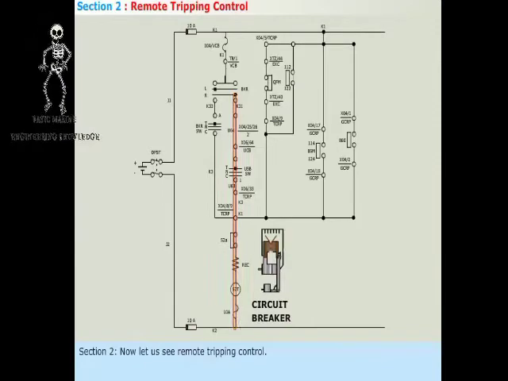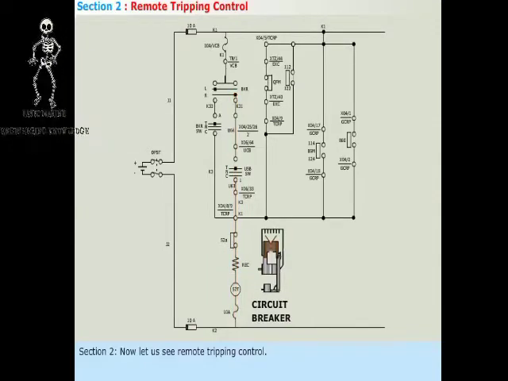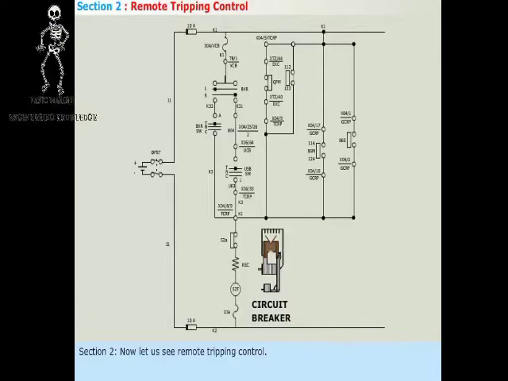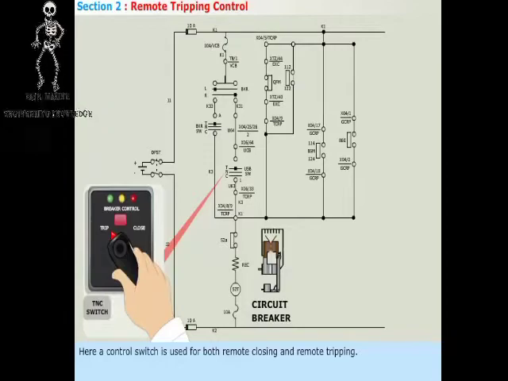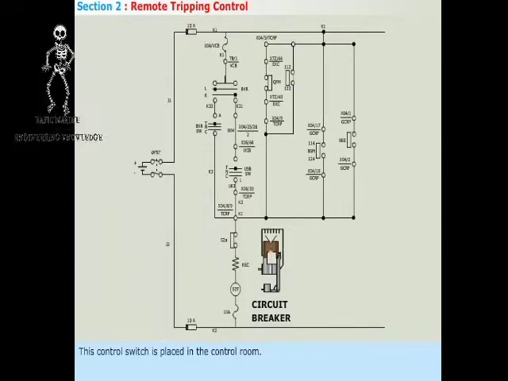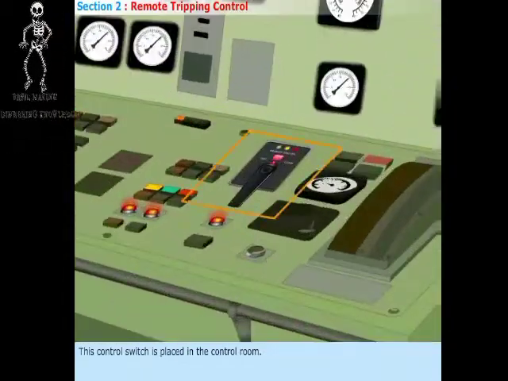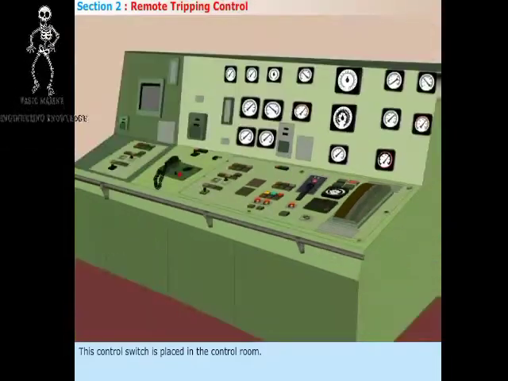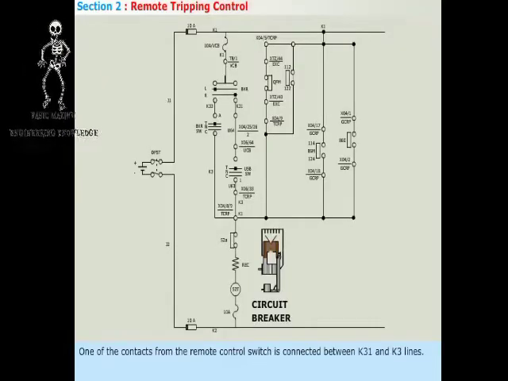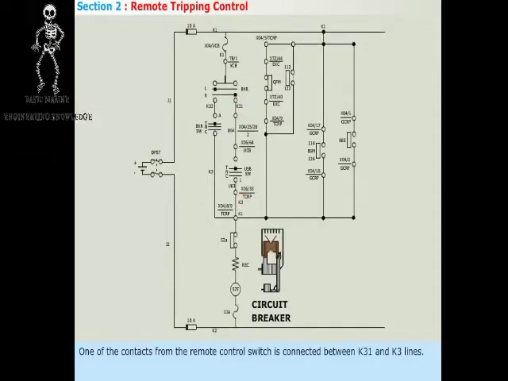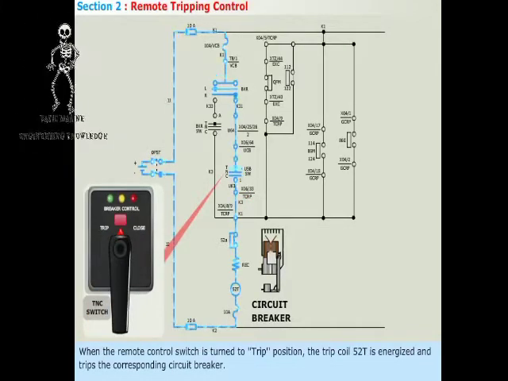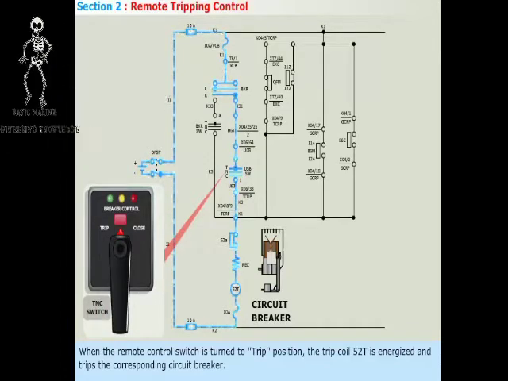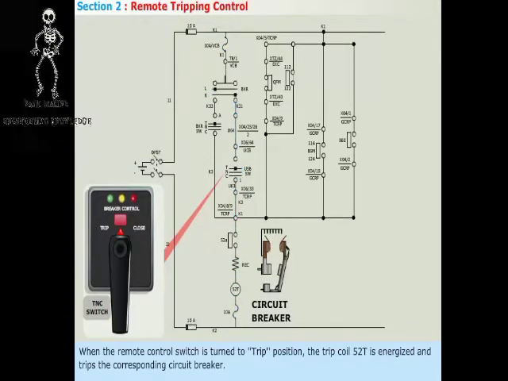Section 2. Now, let us see remote tripping control. Here, a control switch is used for both remote closing and remote tripping. This control switch is placed in the control room. One of the contacts from the remote control switch is connected between K31 and K3 lines. When the remote control switch is turned to trip position, the trip coil 52T is energized and trips the corresponding circuit breaker.